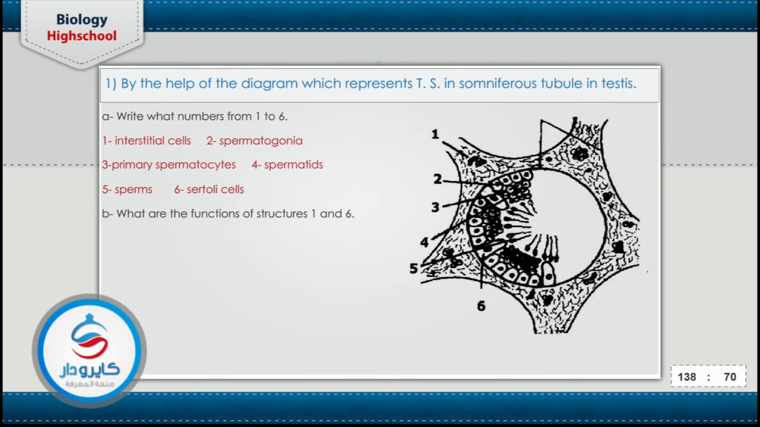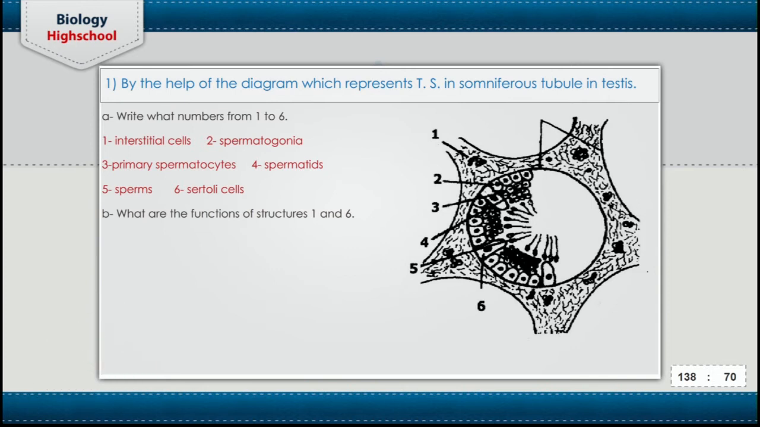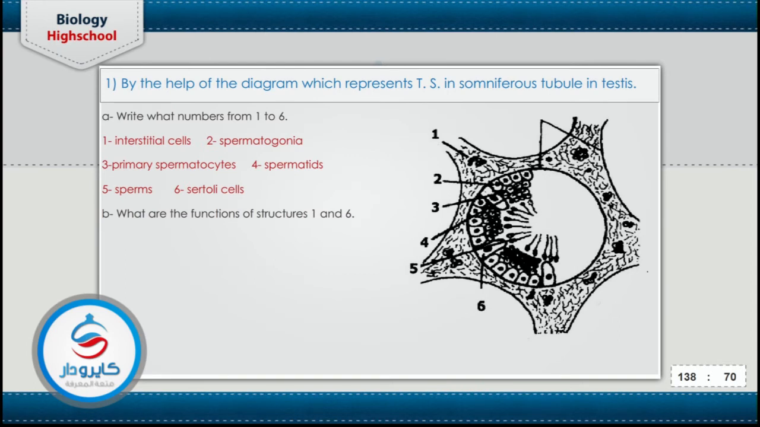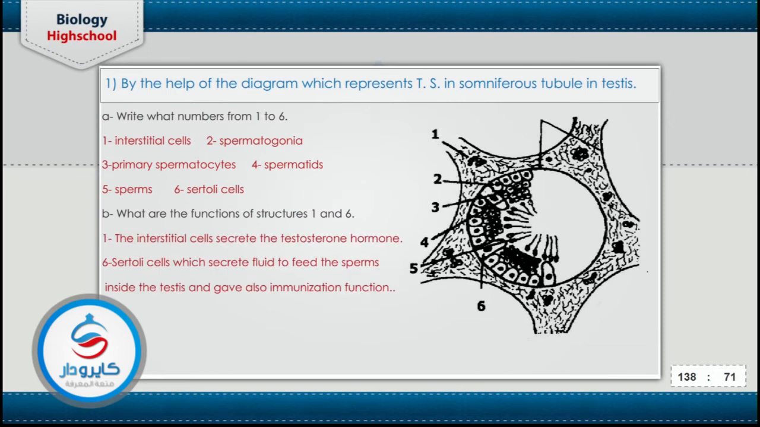What are the functions of structures 1 and 6? One is the interstitial cells. Interstitial means the cells between the two seminiferous tubules. The interstitial cells are responsible for the secretion of the male hormones. But number 6 is the Sertoli cells, which are responsible for the secretion of nutritive substance to feed the sperms, and they have an immunization function. The immunization function here is to create immunity for the sperms so that no infection happens to them, so there is a substance secreted by the Sertoli cells.